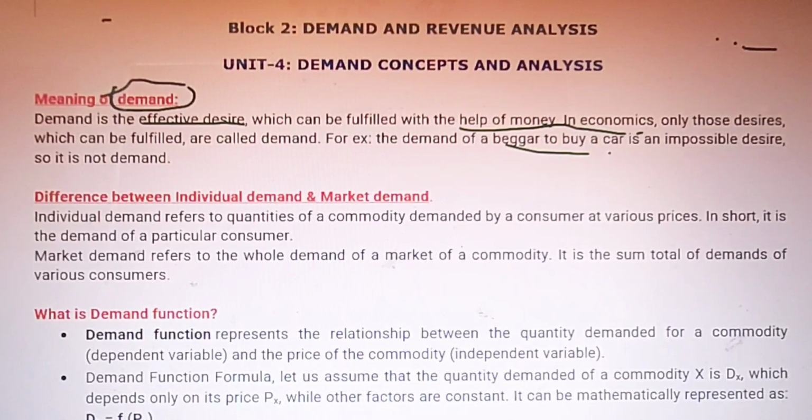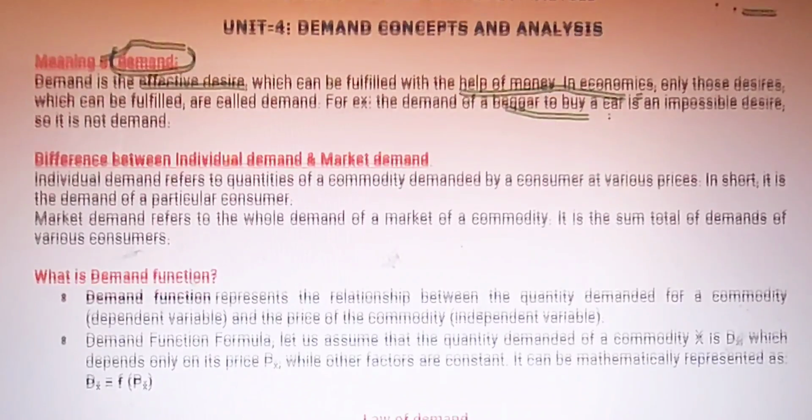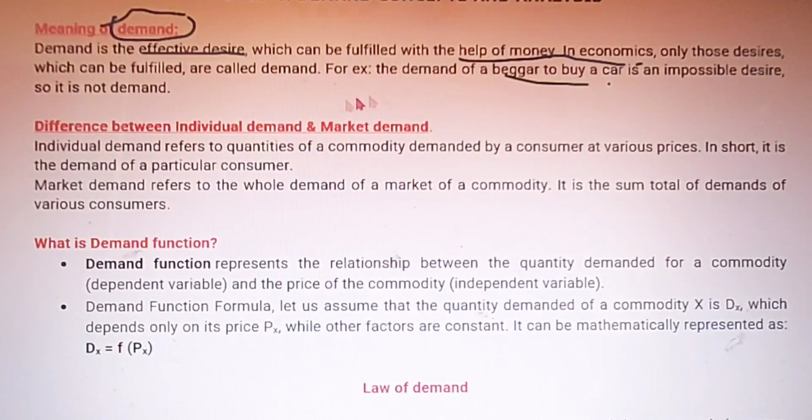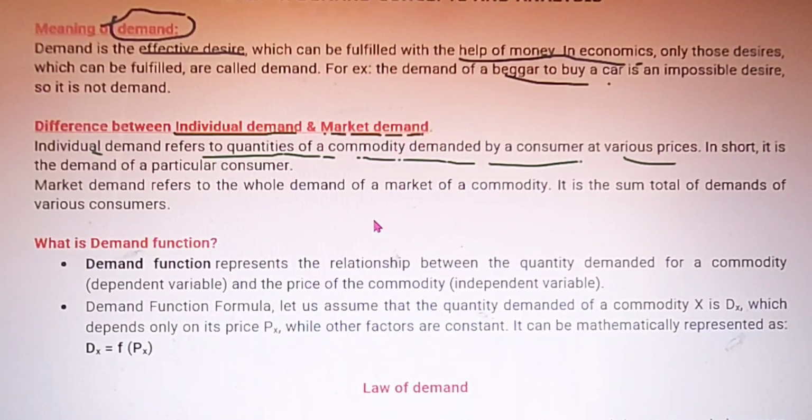Now again we can classify demands into two types. One is individual demand and the other is market demand, right? Individual demand refers to the quantities of commodities demanded by a particular consumer at various prices, whereas market demand refers to the whole demand of all the consumers of one particular market.